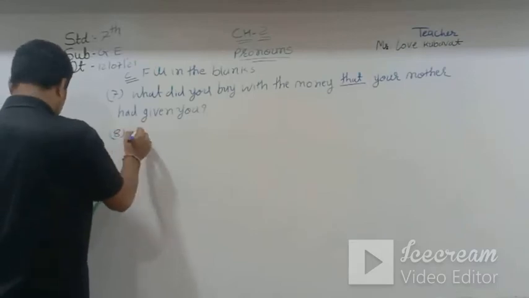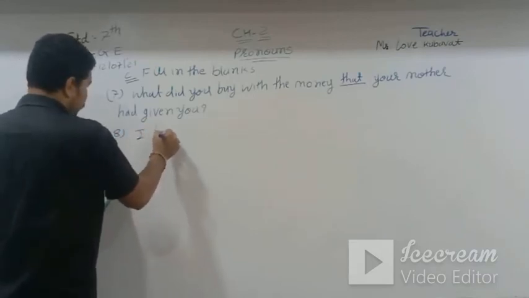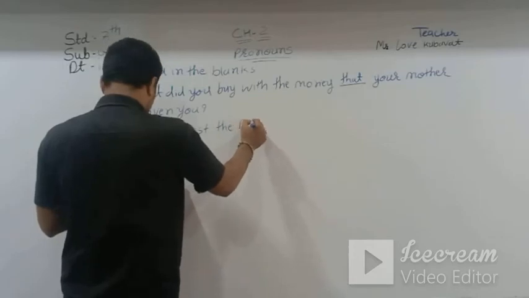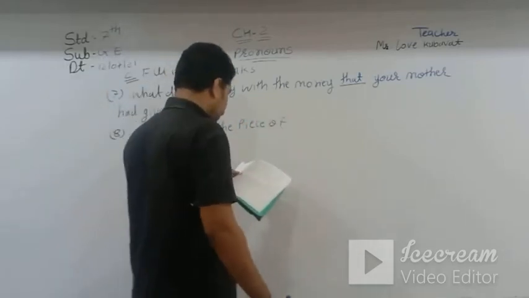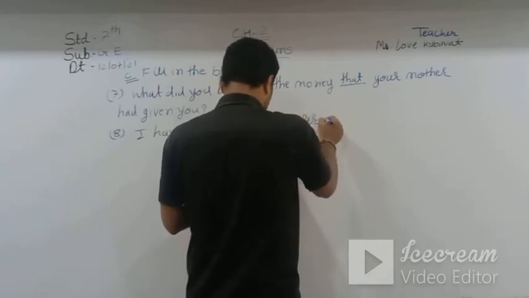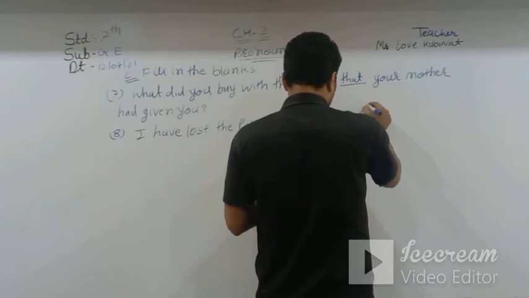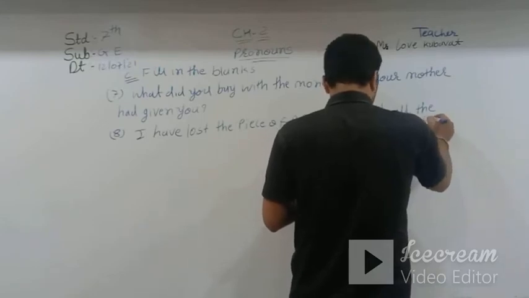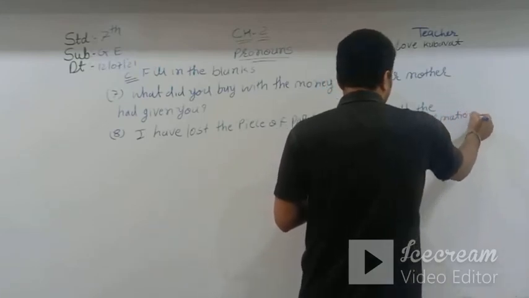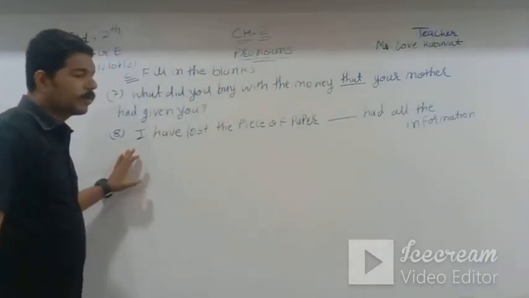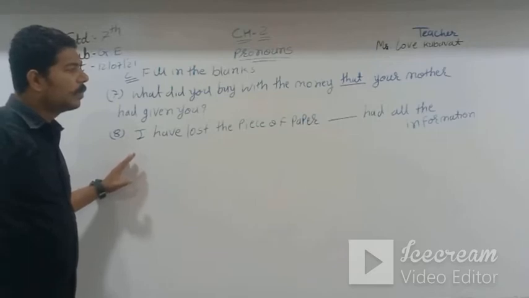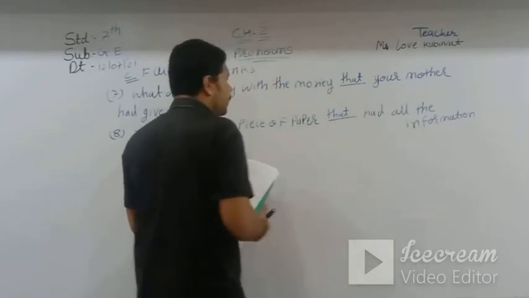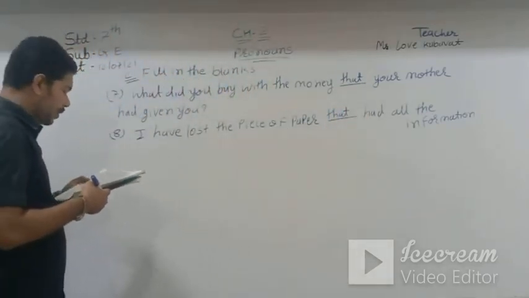Second one: I have lost the piece of paper blank had all the information. Here, I have lost the piece of paper, blank had all the information. The answer is that. That had all the information.